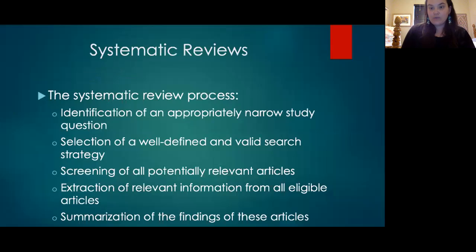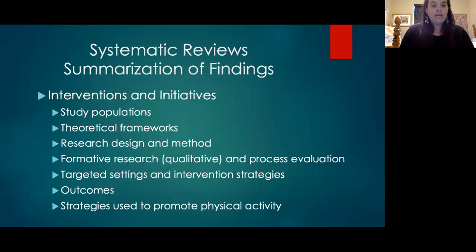And then you summarize those findings. Again, that article is available on VB-Learn to look at. When we did ours, in summarizing the findings, we summarized interventions and initiatives, and we talked about the study populations, the frameworks, the research design and methods. There was also that formative research and process evaluation piece, so that qualitative side. We described those, and we described the outcomes and the strategies used in the interventions. And so again, that's just one example of a systematic review and the steps we took.